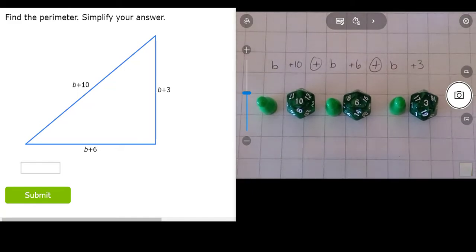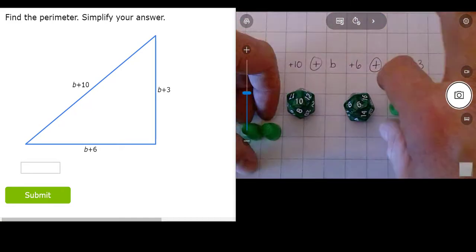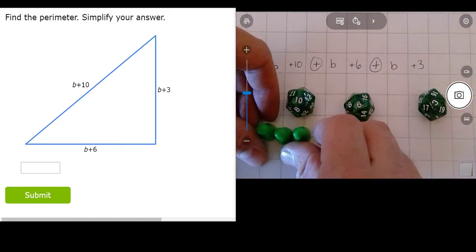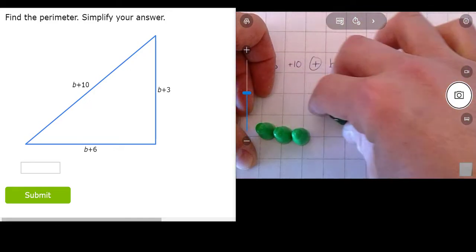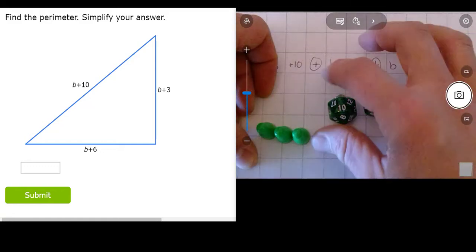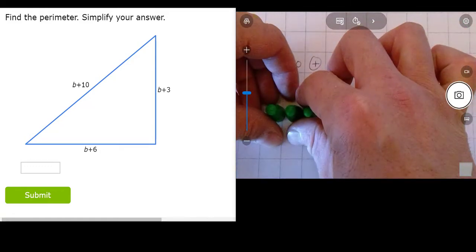What's that property that we learned where we can rearrange things when it's all addition or multiplication? Commutative property. So we can move these around and put all these guys together because they're all b's. And then we can take these numbers and put them all together as well. We just got to figure out what we have at the end.